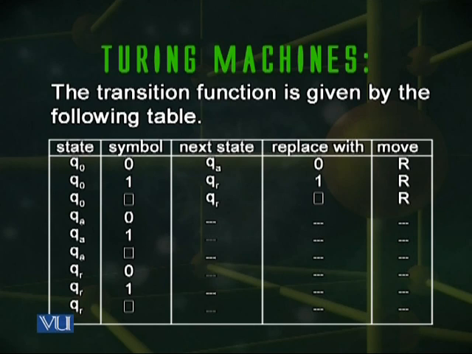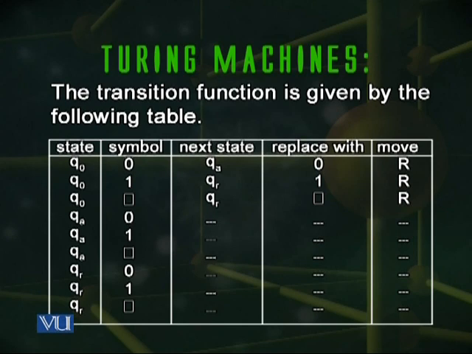Let us suppose we give this Turing machine 0 as an input. It starts in the state Q0, reads the 0, and according to the transition function, it has to go into the state QA, replace it with a 0, and move to the right. Hence, it goes into the state QA and accepts this input. So this machine accepts the string that consists of the symbol 0.